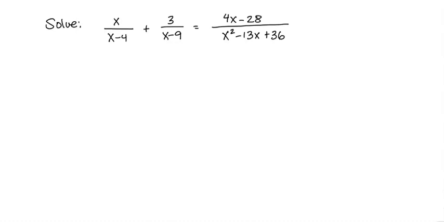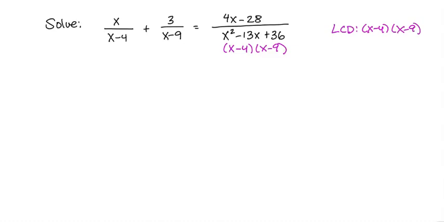So numbers that multiply to 36 but add to negative 13, we could factor this as x minus 4 times x minus 9. So looking at the left-hand side and now these factors, we can see the two types of factors that show up are x minus 4 and x minus 9. So this will be our LCD.